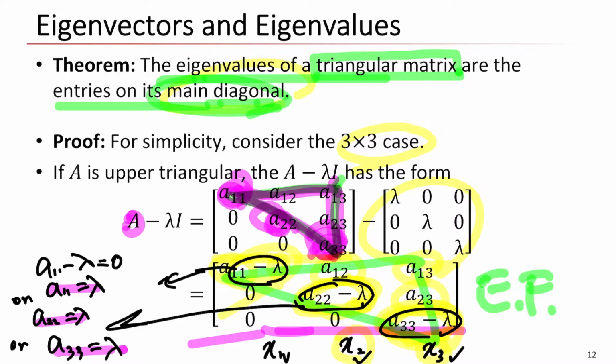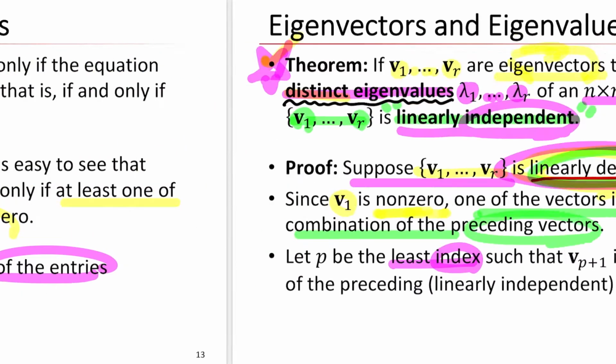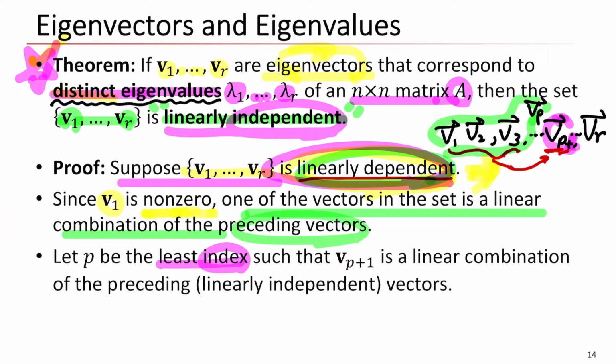When you think about this matrix in triangular form, in this case the diagonal entries a1, a2, a3 will be the eigenvalues, because of this formulation, right? And yeah, there was one more theorem.